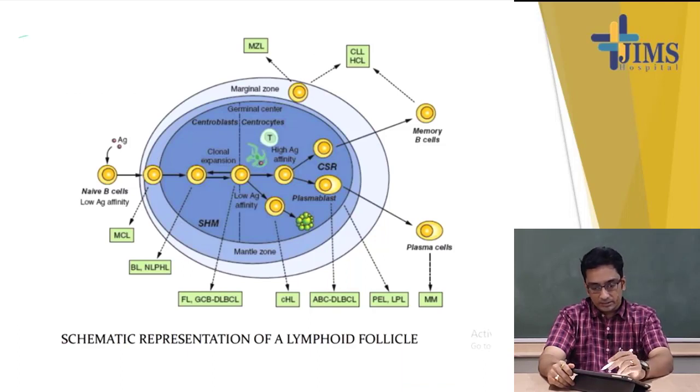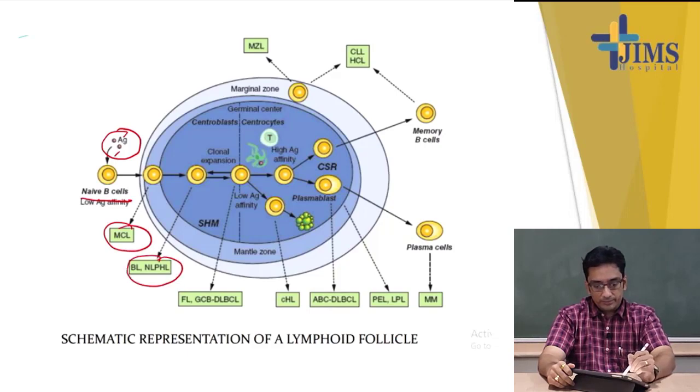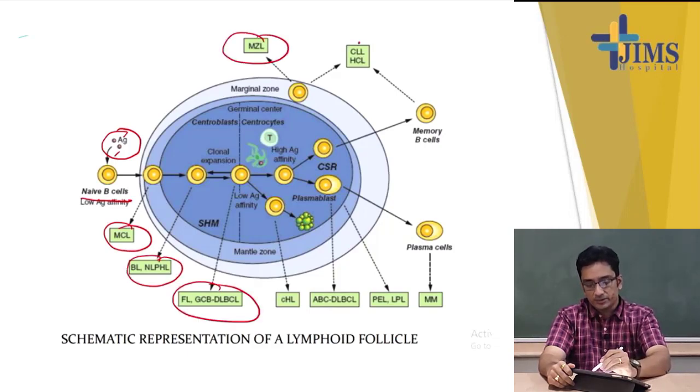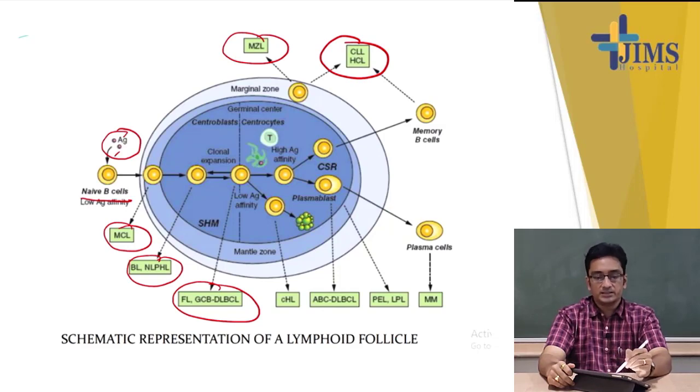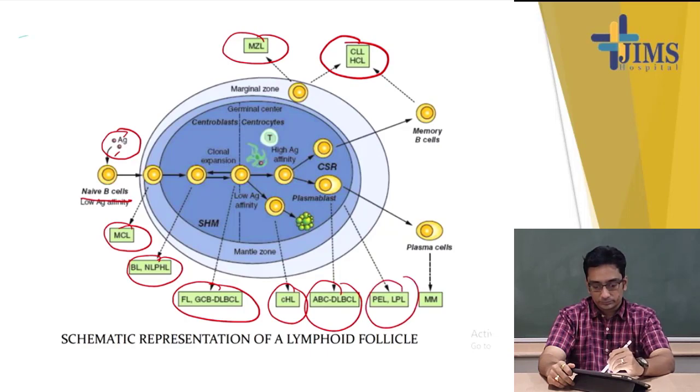This is a schematic representation of a lymphoid follicle. These are naive B cells where an antigen comes and binds, and then they gradually change when they enter into the lymph node. These are all the different types of lymphomas which originate from the intermediate stages of maturation of the B cells. For example, multiple myeloma is derived from plasma cells.